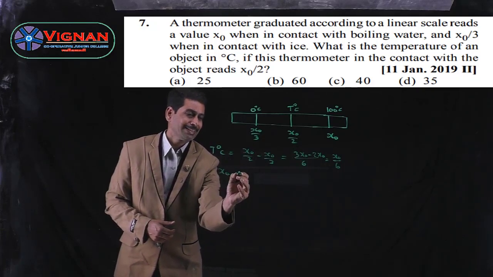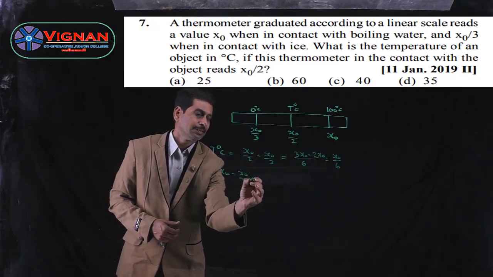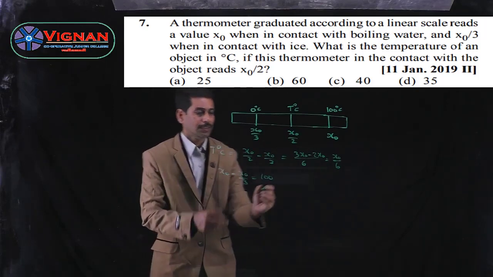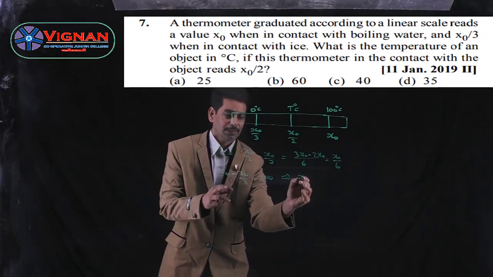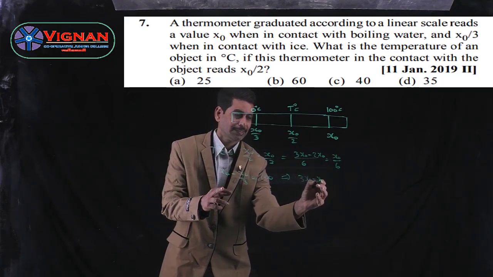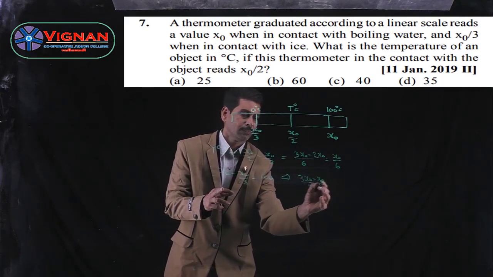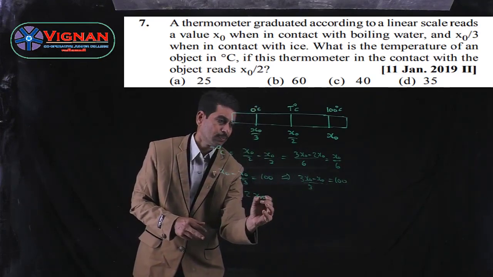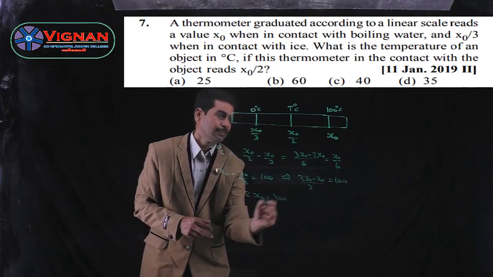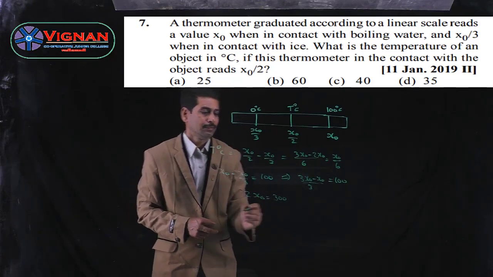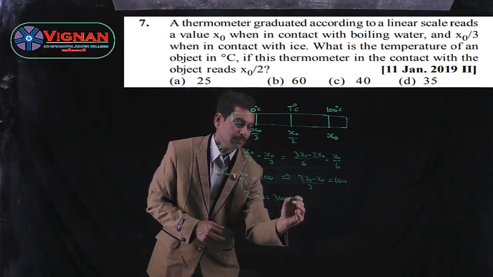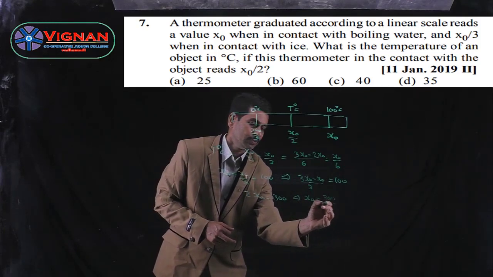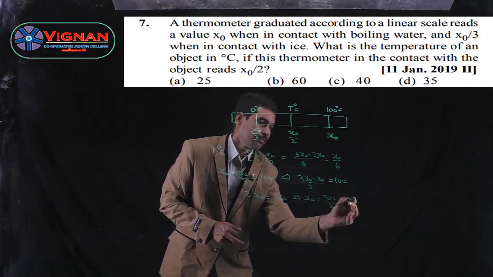And x naught minus x naught by 3 is nothing but 100 minus 0, which is nothing but 100. So from this we can get x naught minus x naught by 3 is equal to 100. So 2x naught by 3 is equal to 100, so 2x naught is equal to 300, which implies x naught is equal to 300 by 2, which is nothing but 150.